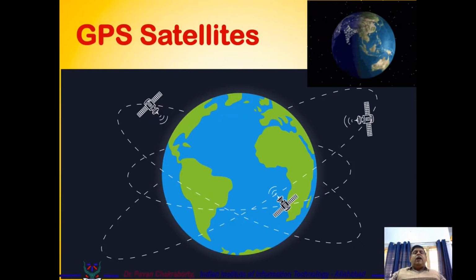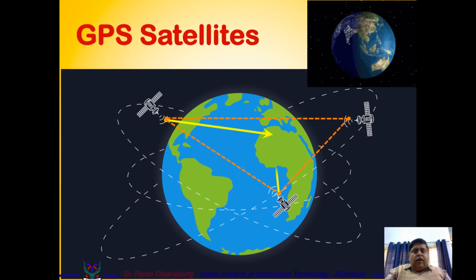Now, how does GPS work? It has multiple such satellites which are rotating around the Earth, and by these satellites, your position is triangulated. Basically, you're getting your signal from these three different objects.